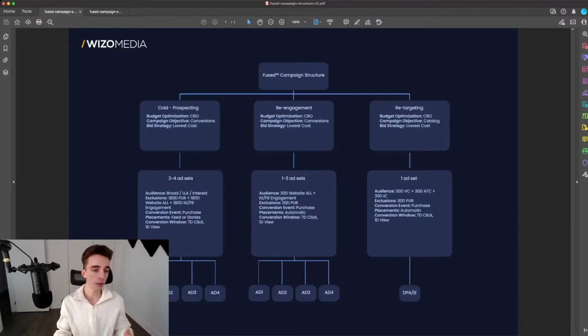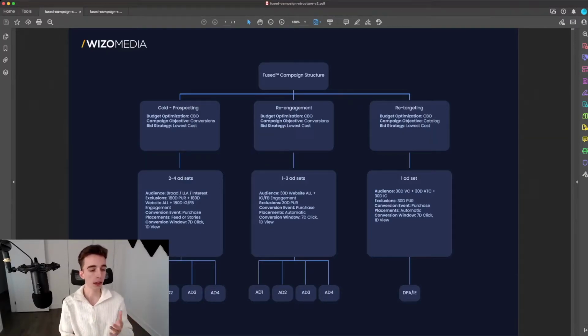So cold, pretty simple. Cold and re-engagements, same sort of format at the campaign level. They're both CBOs. They both have a conversion objective. We both use lowest cost. Some cases we'll use a cost cap, but it's really rare. Most of the time we'll stick with lowest cost. We'll only go towards a cost cap if we see that it could be necessary for that ad account. So sometimes, if the cost per acquisition is a little high, we may try and play with the cost cap, but besides that, most of the time we'll stick with lowest cost.